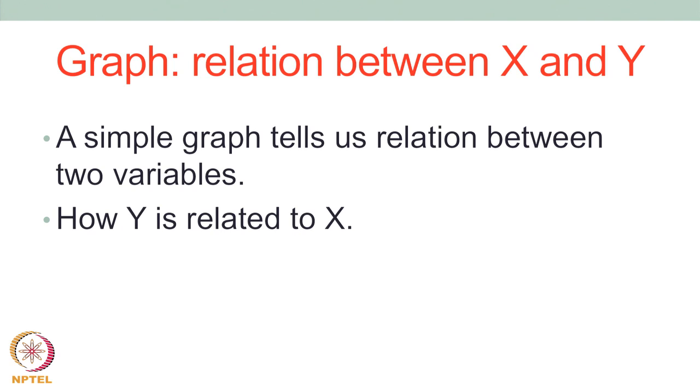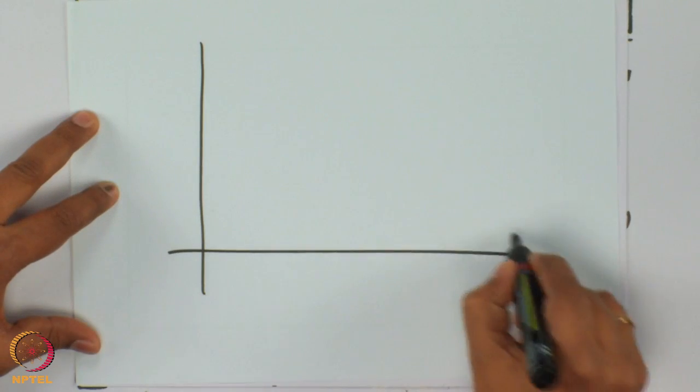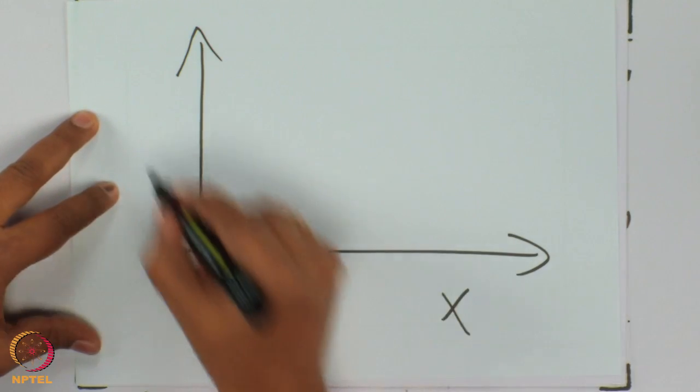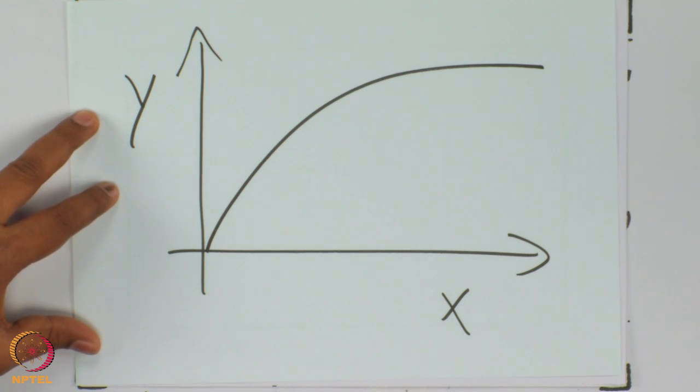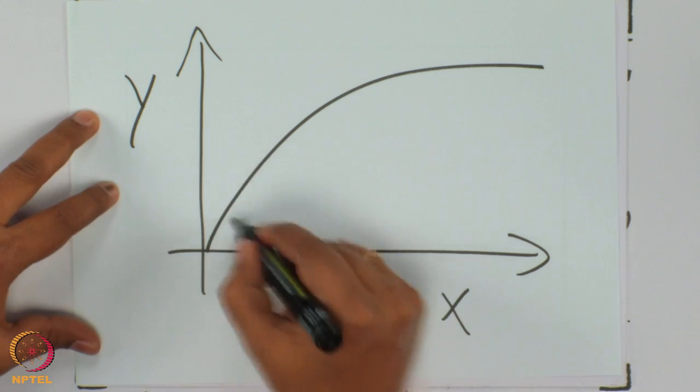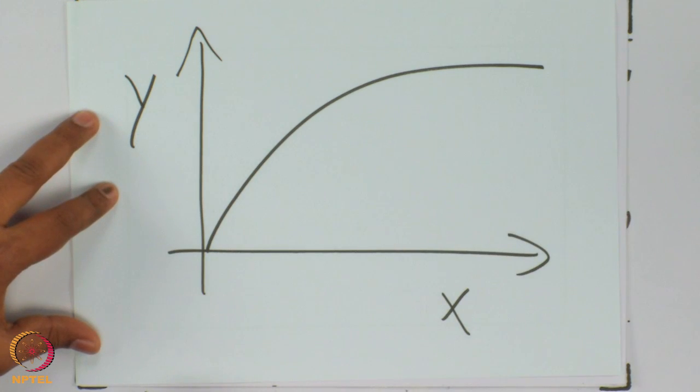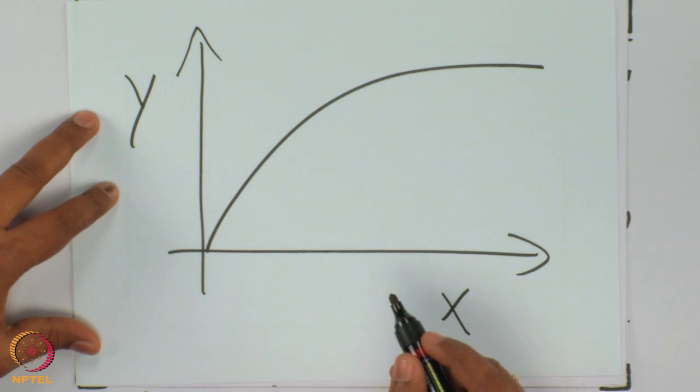Now what is a graph? As we all know, a graph is a relation between x and y. A simple graph tells us the relation between two variables, typically x and y, how y is related to x. So if we look at any graph, there are various graphs of various shapes, with some variable on the x-axis and a y-axis, and you can have various relations like some graph like this, and this tells how y changes as we vary x, right?